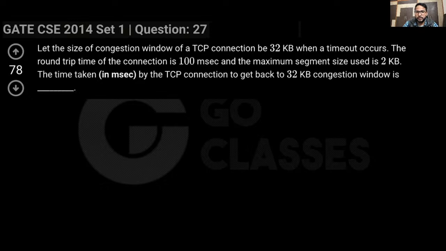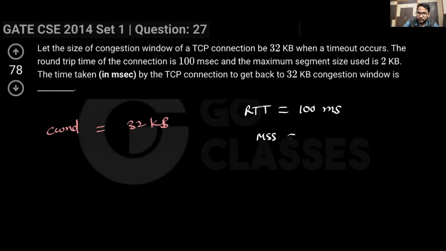This is the next question, and what they're asking here is: let the size of the congestion window in TCP be 32 KB. So they are saying congestion window size is 32 KB. When a timeout occurs, the round trip time of the connection is 100 milliseconds. So RTT is also given, which is 100 milliseconds. The maximum segment size used is 2 KB. Okay, which means congestion window is 16 MSS. The time taken by the TCP connection to get back this 16 MSS congestion window.